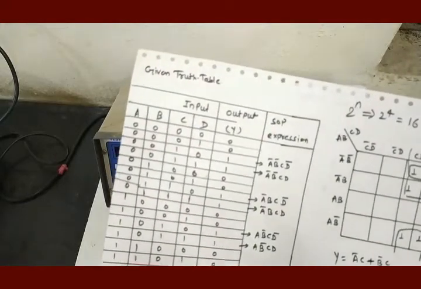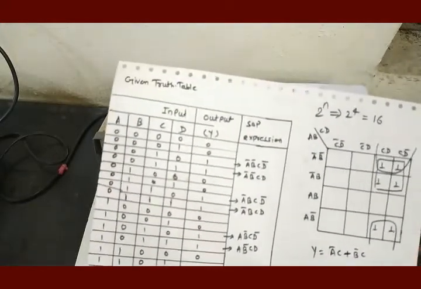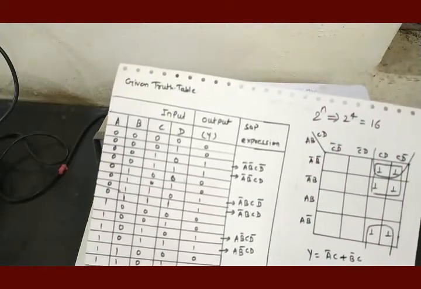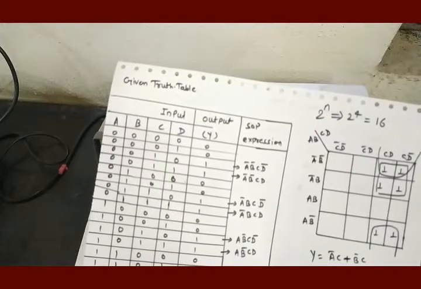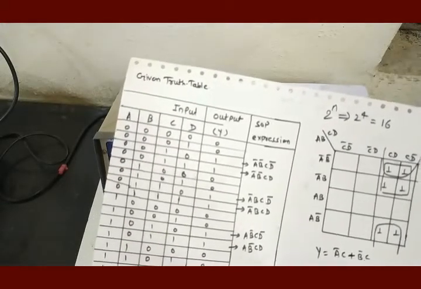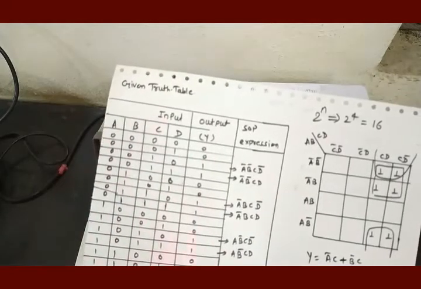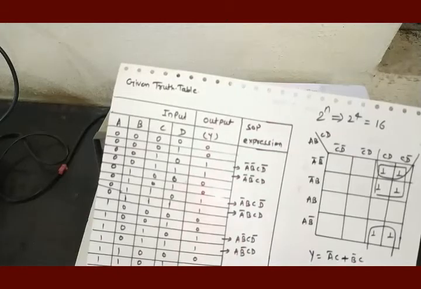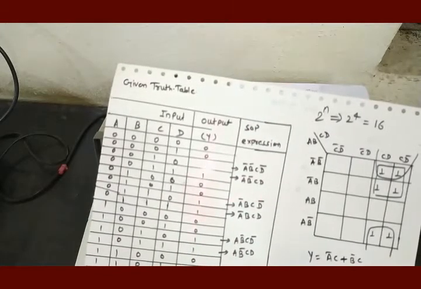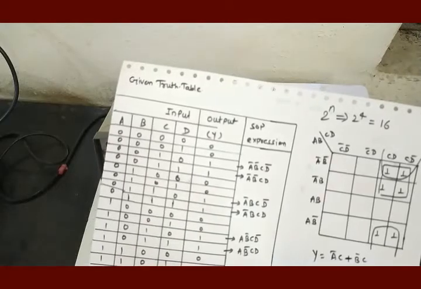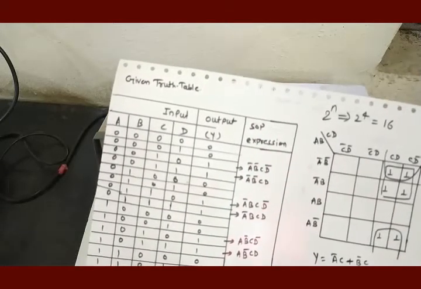But in that case, what do you have to do? You have to remember the cell numbers of all these cells, and after that insert the fundamental products for the ones in the output. So this is the given truth table for us. We have written here fundamental products for the ones in the output. Fundamental products are not written for zeros in the output.